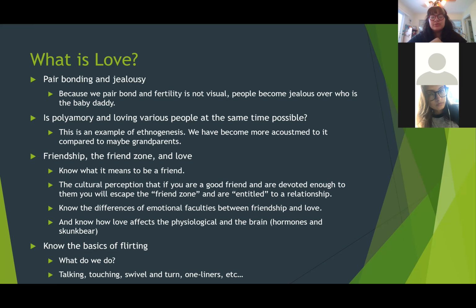You also want to talk a little bit about how polyamory and loving various people at the same time is viewed. If you look at older generations, let's say your grandparents, and you ask them, how do you feel about polyamory? They probably are going to have a more gut reaction of negativity. Whereas if you would ask that in a classroom today, the reaction you'd probably get is, oh, okay, if it works for them.